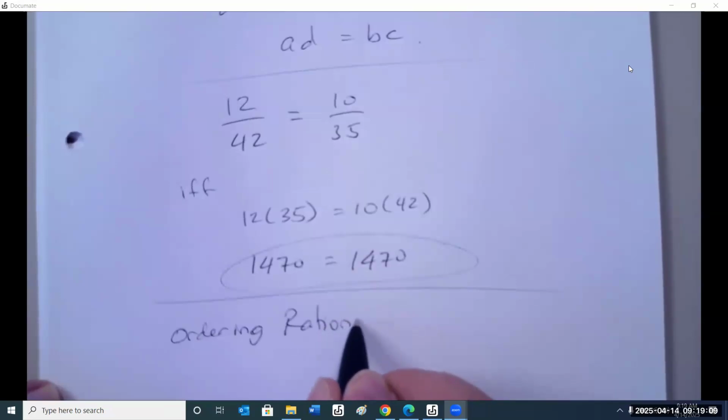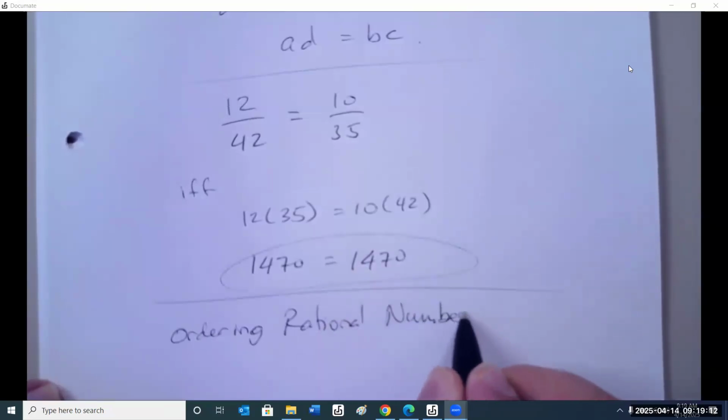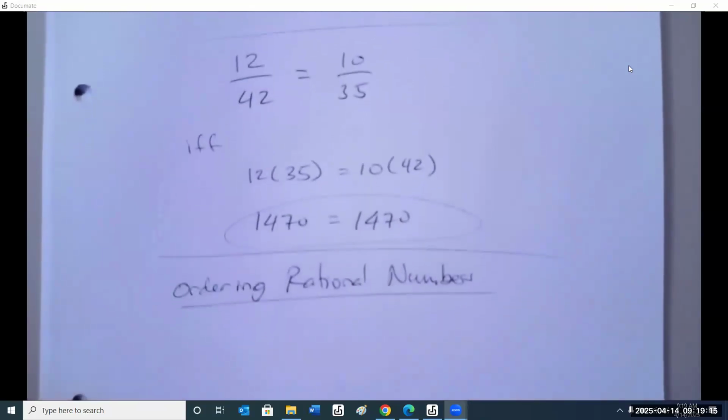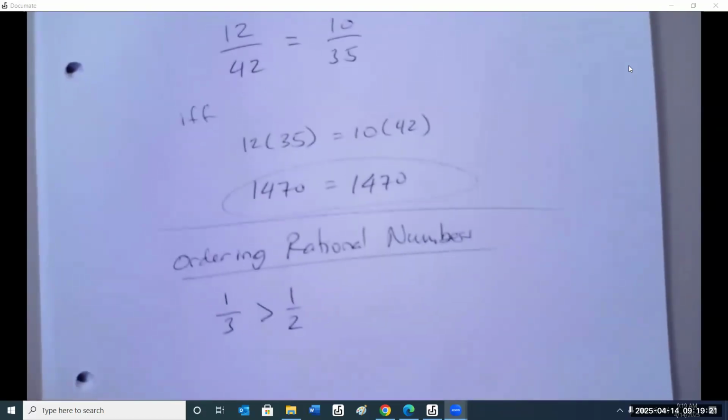Ordering rational numbers. Is this a true statement or not? Why not? Because 1/2 is greater than 1/3. How do we determine this mathematically? On the number line, 1/2 is closer to 1 than 1/3. Yes. Is there another way? We have decimals. We haven't got decimals yet. We deal with rational numbers.